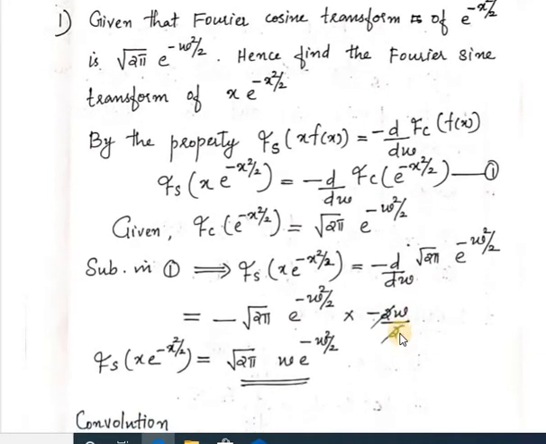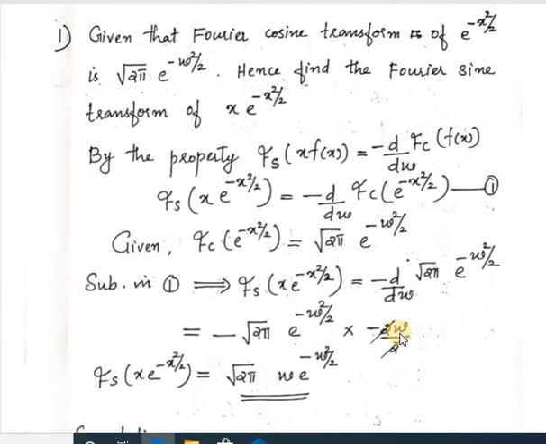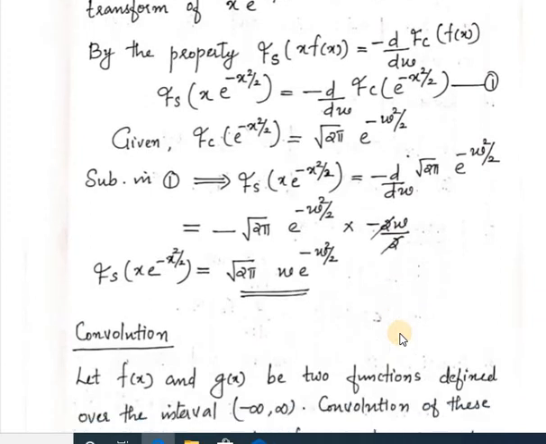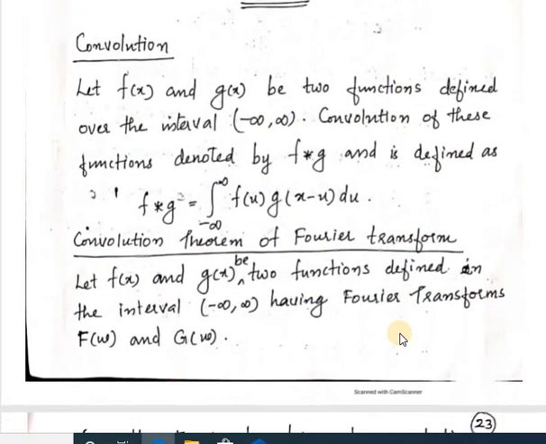So there is only one problem regarding the properties of Fourier sine and cosine transform. Now we move to the second section, that is convolution. The convolution we already learned in Laplace transform. The definition, that is f star g, integral of f of u into g of t minus u. It is studied in Laplace transform. Here also we define what is a convolution in Fourier transform.